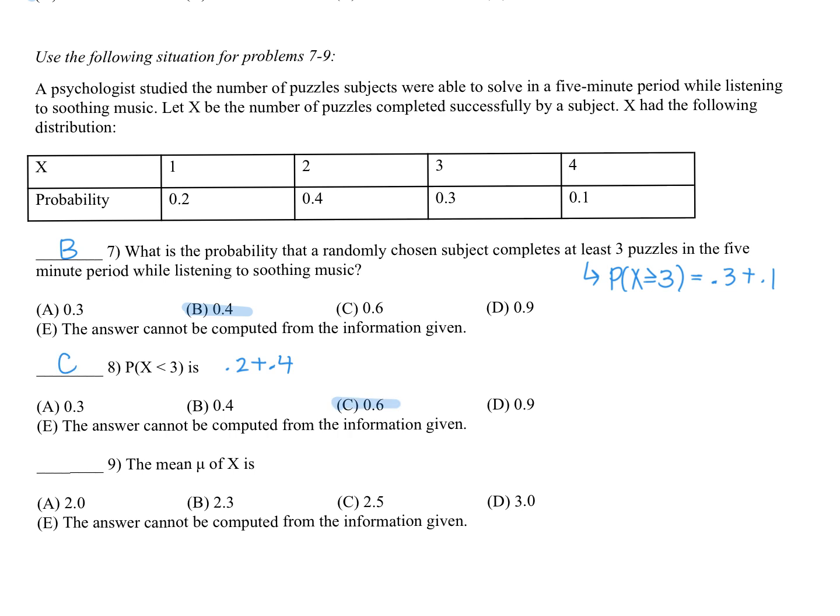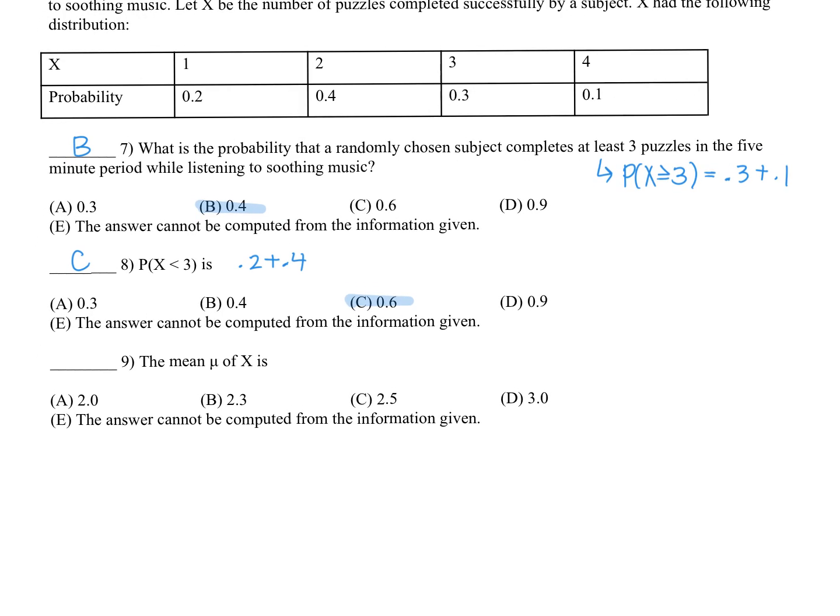And the last one asks us for the mean. So when you have a probability distribution and you're trying to find the mean, which is also known as the expected value, that's when you take the outcome and multiply it by its probability and add them all together. So we have to do 1 times 0.2 plus 2 times 0.4 plus 3 times 0.3 plus 4 times 0.1. And we end up with 2.3.